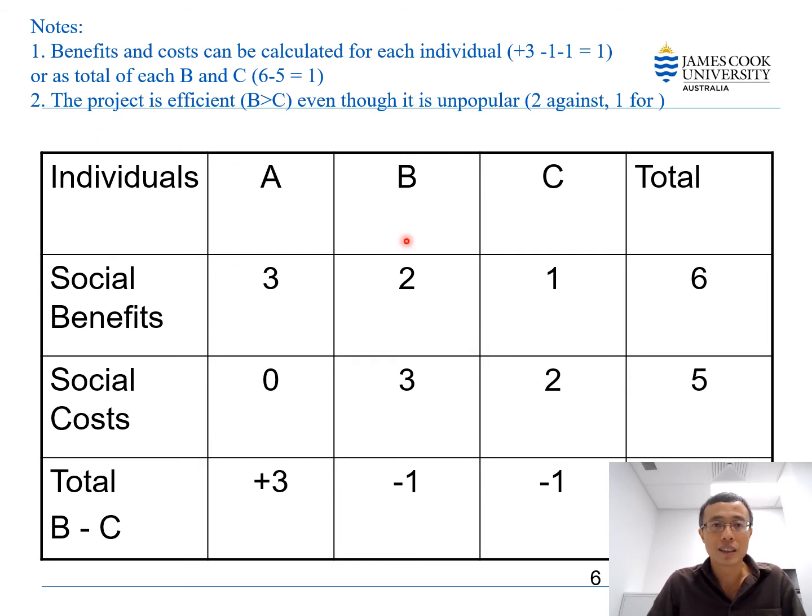Suppose this project, whatever it is, involves three persons, A, B, C. For A, the benefit is $3, and person A does not need to pay for it. So the net benefit for person A will be $3. For B, the benefit is $2. However, B has to pay $3 for it. So net benefit for her is -$1. For C, the benefit is $1, the cost is $2. So again, C is worse off due to this project by $1.